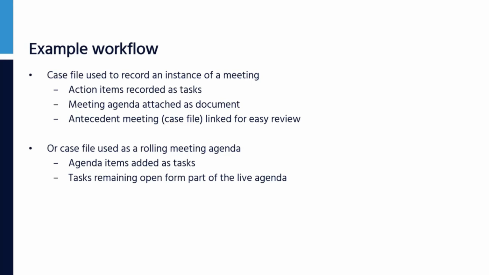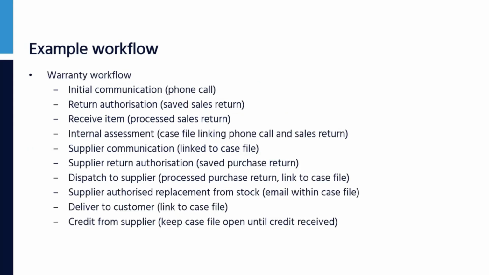Or you could use a case file as a rolling meeting agenda. So if you have, like, a monthly marketing meeting, you could just have a marketing meeting case file, and each month the new tasks that have been generated and the tasks that have been done previously all live under that same case file. So that single case file and the tasks associated with it essentially become a live agenda for that kind of meeting.